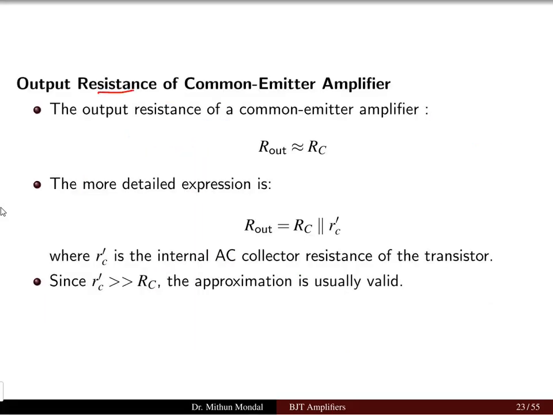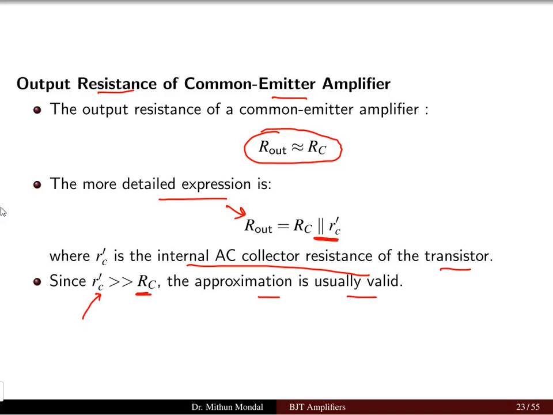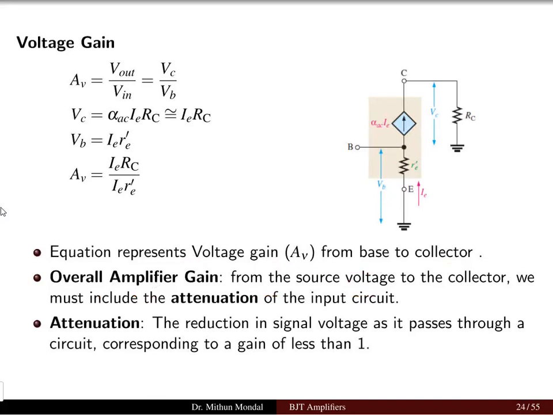When we calculate the output resistance of a common emitter amplifier, the output resistance is approximately equal to the collector resistance RC. But for a more detailed expression, we can take the parallel effect of rc', the internal AC collector resistance of the transistor, to calculate Rout. Since rc' is very much greater than RC, the approximation is usually valid, so we can take this value as the approximation.